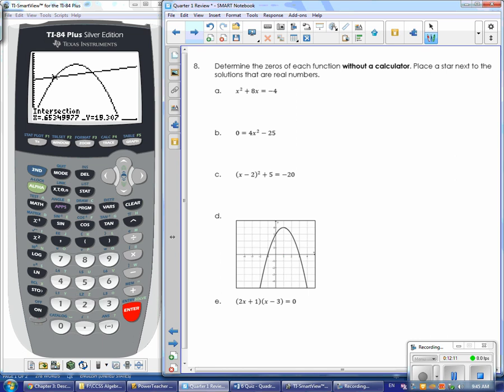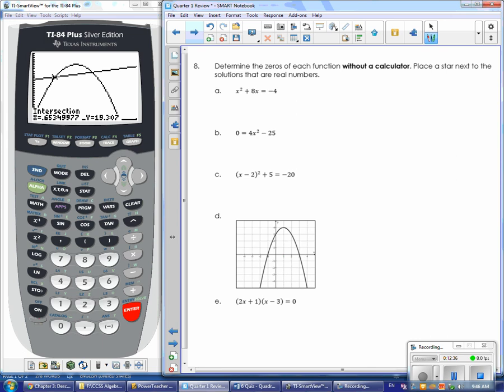All right, let's take a look at number 8. This is a multiple response problem, or this was a multiple response problem on your unit test. And all you really need to do is identify the solutions that are real. You don't actually have to go through and solve each of the equations, although that's probably a good strategy for figuring out which are going to have real solutions.